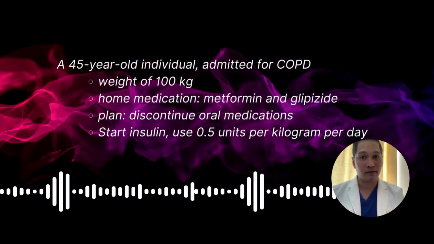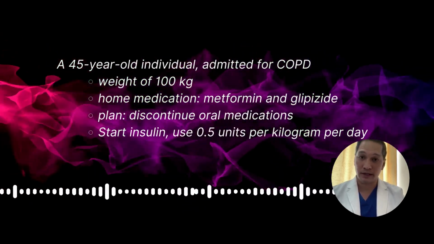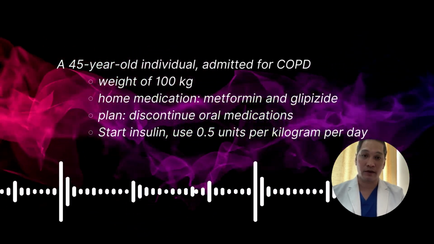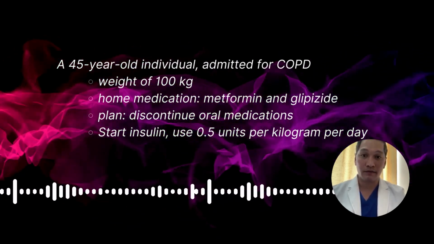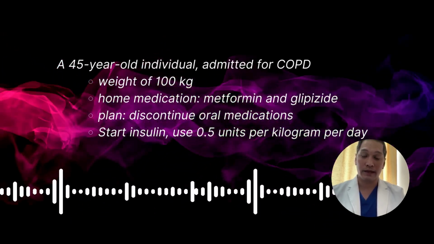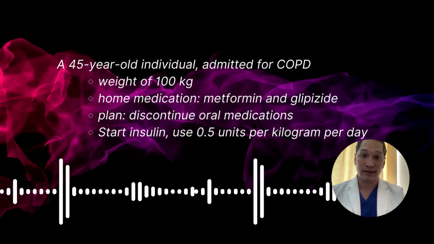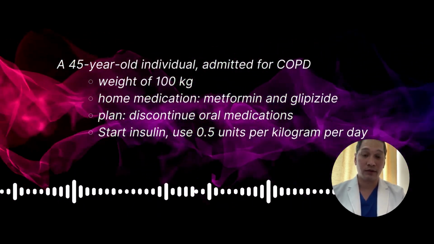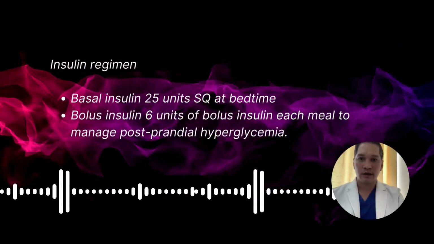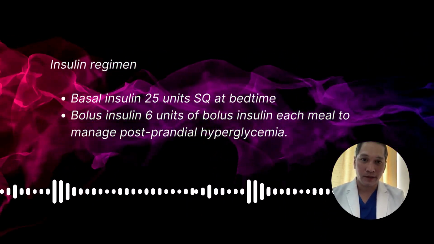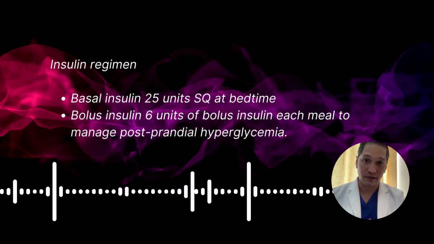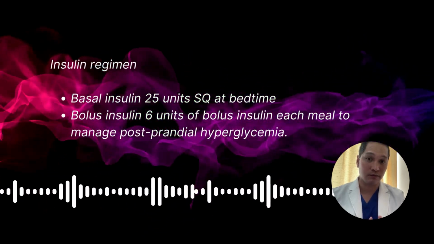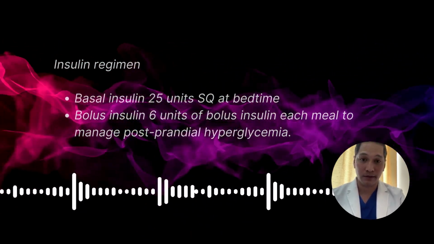Consider a scenario where a 45-year-old individual has been admitted for COPD and weighs 100 kilograms. This patient currently follows a medication regimen involving metformin and glipizide. As part of the inpatient management plan, all oral medications will be temporarily suspended. Instead, an insulin regimen will be initiated, utilizing doses of 0.5 units per kilogram per day. This insulin regimen will involve approximately 25 units designated for basal insulin. Additionally, around 6 units of bolus insulin will be provided with meals to manage postprandial hyperglycemia.